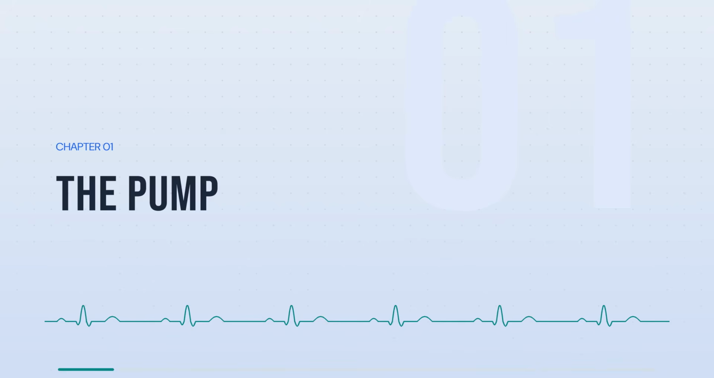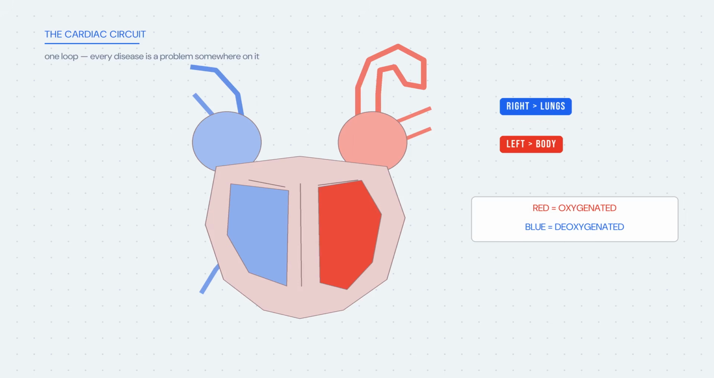Chapter 1, The Pump. Every cardiac disease you will ever study is a problem somewhere on this loop. Blood returns from the body, deoxygenated, blue, into the right atrium, down through the tricuspid valve into the right ventricle, out the pulmonic valve to the lungs. It picks up oxygen, turns red, and comes back through the pulmonary veins into the left atrium, down through the mitral valve into the left ventricle, the thickest chamber, because it has the whole body to push against, out the aortic valve, and around again.